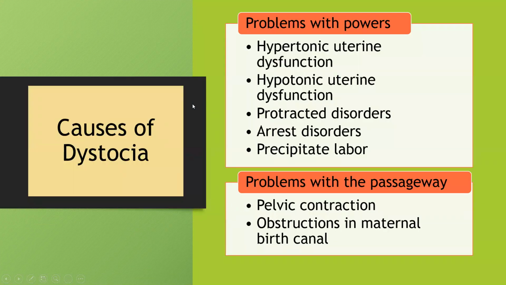So again, the causes of dystocia: it could be hypertonic uterine dysfunction, hypotonic uterine dysfunction, so too little or too many contractions, some protracted disorders, arrest disorders, and precipitous labor. So a labor that happens in 3 hours from beginning to end. The baby doesn't have enough time to mold that head or get into a real great position sometimes. And so we can see increased risk of dystocia with precipitous labor.